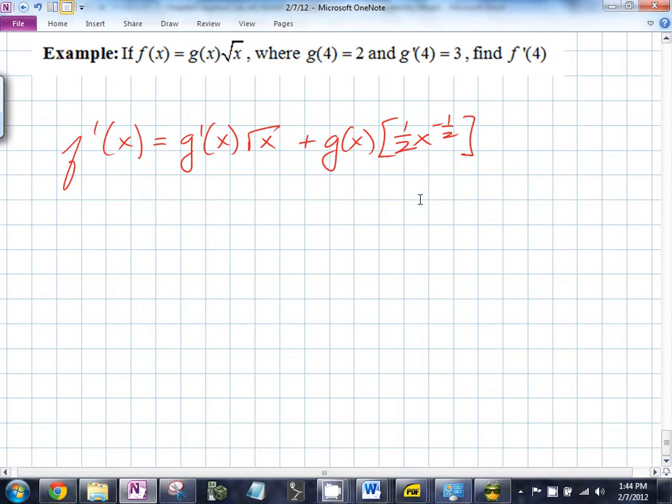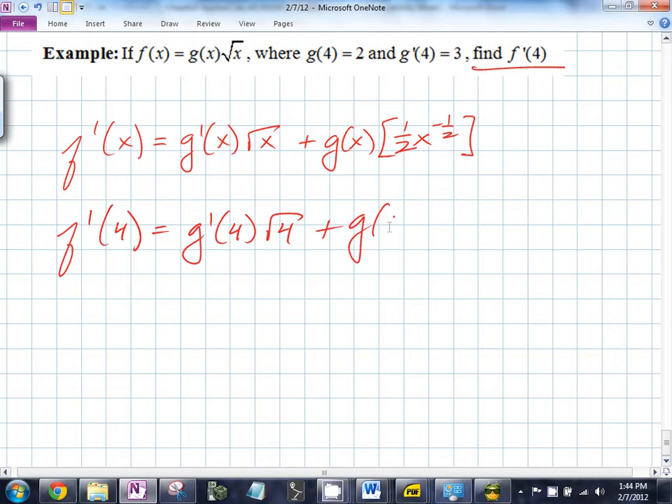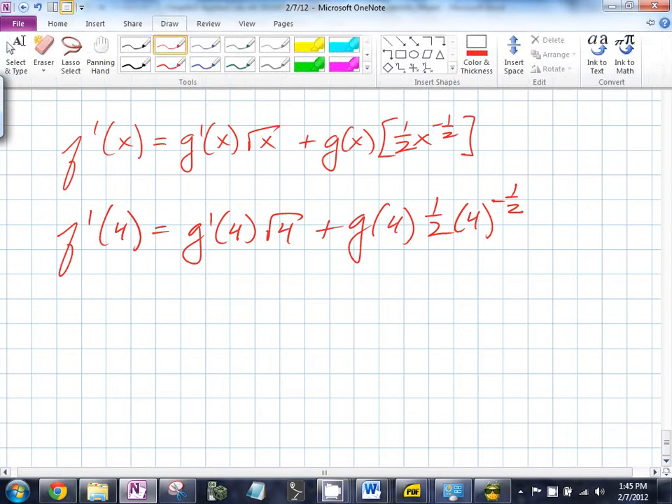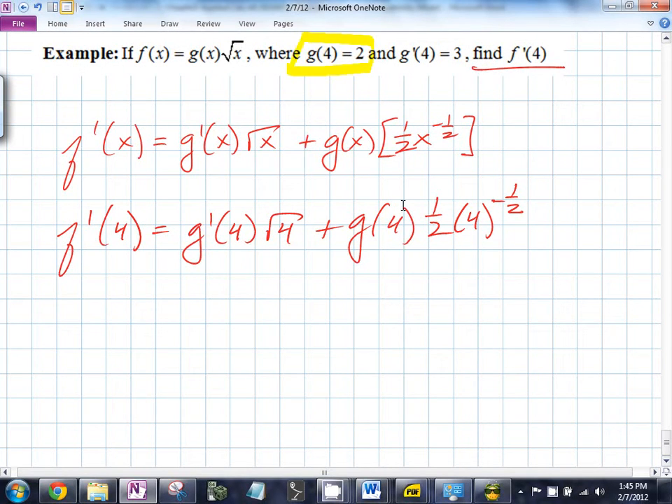If you see the product of two things, what are you going to have to use? The product rule. So now it's asking you find f prime of 4. What do we plug in for x? 4. So f prime of 4 is going to be equal to g prime of 4 times the square root of 4 plus g of 4 times 1/2 times 4 to the negative 1/2. Did it tell us a bunch of this? G of 4 is 2. And then it also tells you that g prime of 4 is 3.